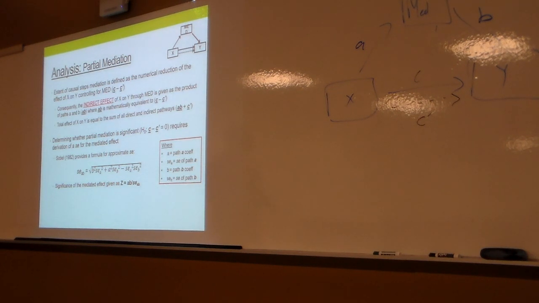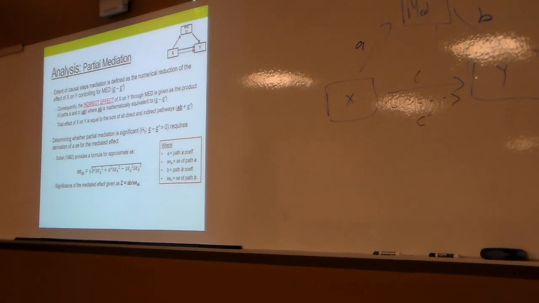Well, in order to do this, we need to get a standard error. And so Sobel derived a formula for the standard error of AB, or C minus C prime, however you want to talk about it, where your standard error for this indirect path is equal to the square of your coefficient for path B times the square of the standard error for path A, plus the square of path A times the square of the standard error for path B, minus the square of the standard error for A times the square of the standard error for B. Take the square root of all of that.